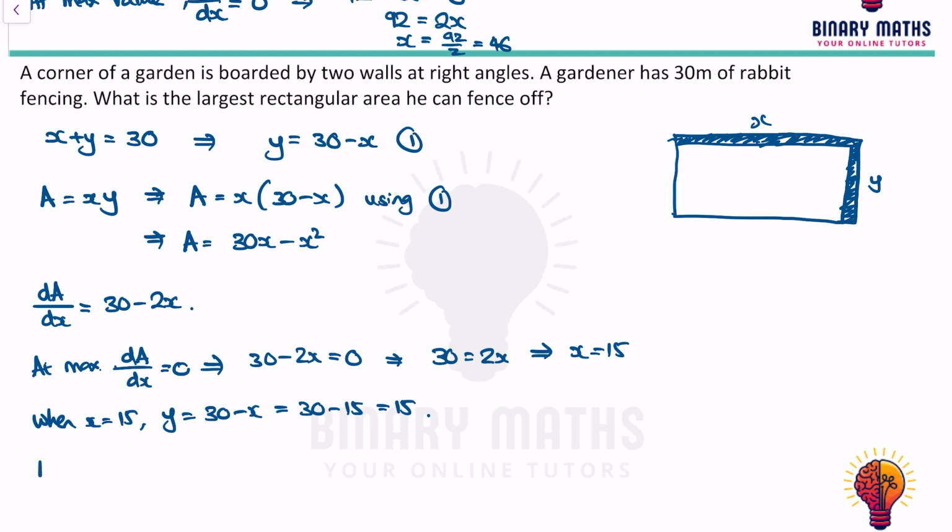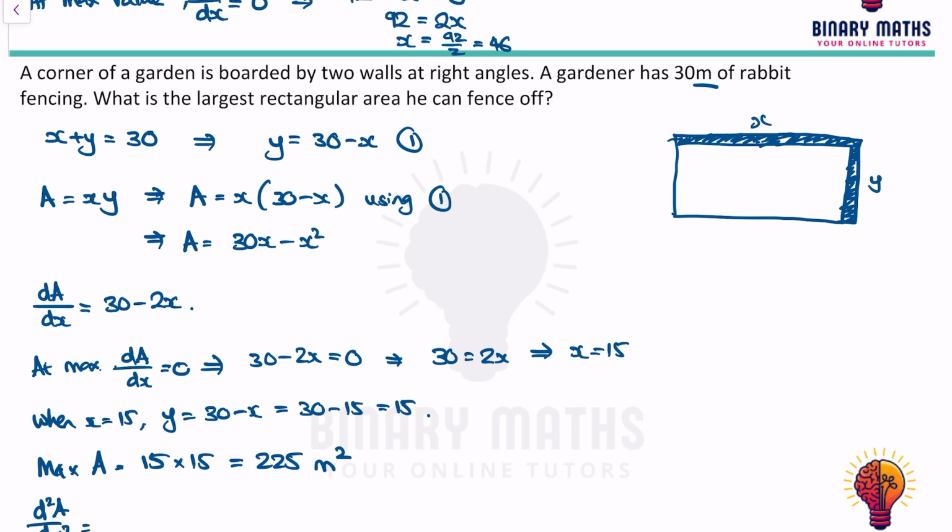So maximum area is equal to 15 times 15, which is equal to 225 meters squared, because the unit was in meters. Now, if I want to check that this is when the maximum occurs, then I need to work out the second derivative.